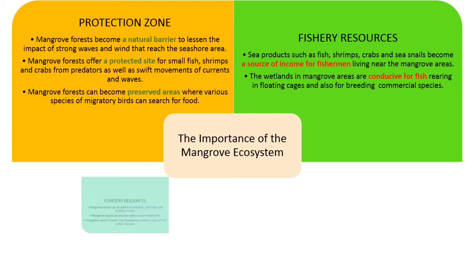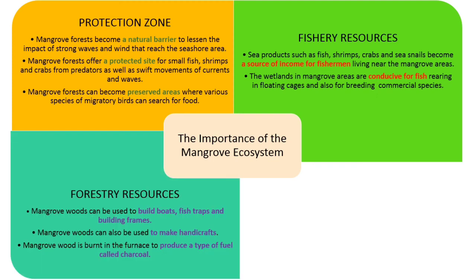Next, forestry resource. Mangrove wood can be used to build boats, fish traps and building frames. Mangrove wood can also be used to make handicraft. Mangrove wood is burned in a furnace to produce a type of fuel called charcoal.